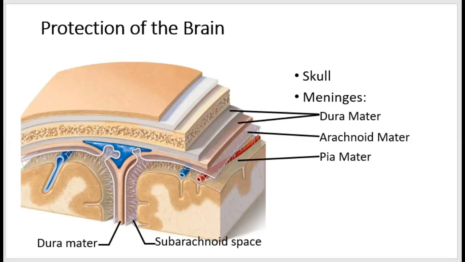The space between the arachnoid mater and the pia mater is called the subarachnoid space. This space contains cerebral spinal fluid that further protects the brain by cushioning it. Floating within the cerebral spinal fluid gives the brain buoyancy and decreases its weight. Also notice that the dura mater dips in between the 2 cerebral hemispheres, and this is called the falx cerebri.